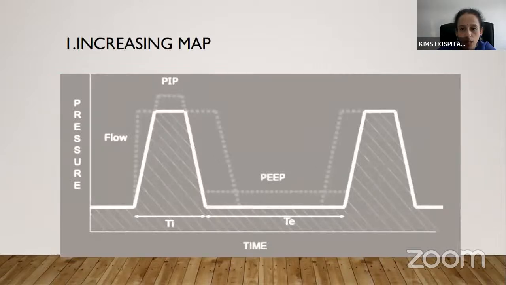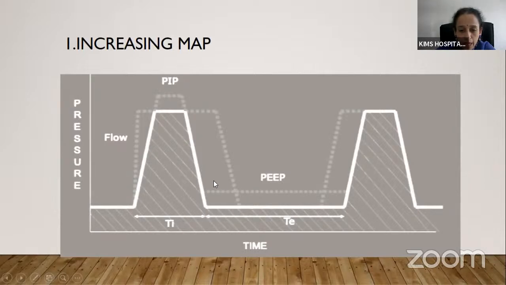So what are all the things we can learn from the pressure scalar? The first one is the changes which we are bringing about in increasing the mean airway pressure. If we increase the PIP like this, obviously the shaded area will increase till here. So increasing the PIP, then increasing the PEEP and increasing the I time. If we increase the I time, it will increase till here.